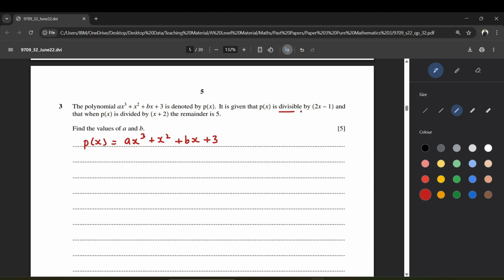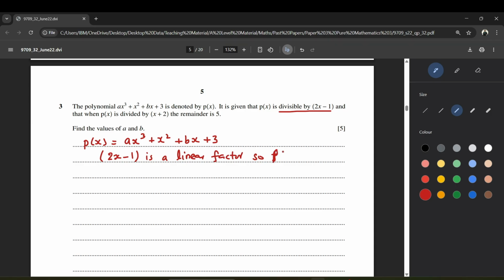Okay, when it says that it is divisible by 2x minus 1, that means that 2x minus 1 is a linear factor. So the remainder would be 0 when you plug in the value of x. So from this statement, we know that 2x minus 1 is a linear factor.